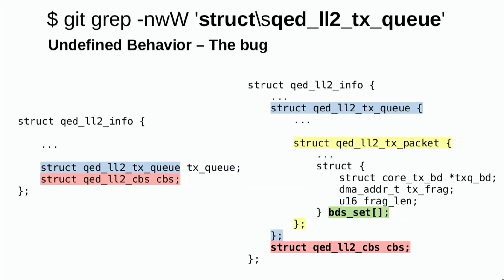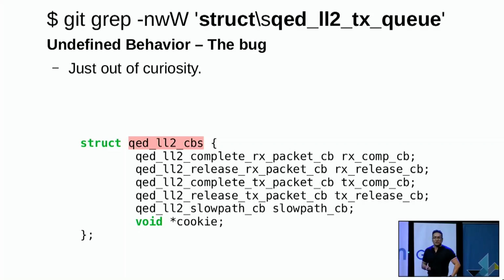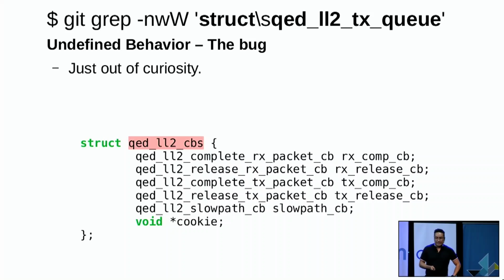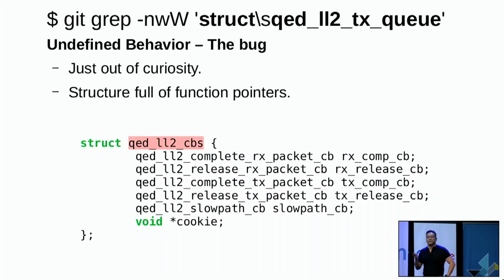And this basically translates to the part on the left. So we have highlighted in green the flexible array, and in yellow we have the flexible structure, and at the bottom we have the bug, right? That's the thing that we need to fix. That's the problem. We don't want to overrun CBS. So just out of curiosity, I wanted to see what that CBS object was, and it turns out that it's a structure full of function pointers. So yeah, that's problematic. That's a big problem.